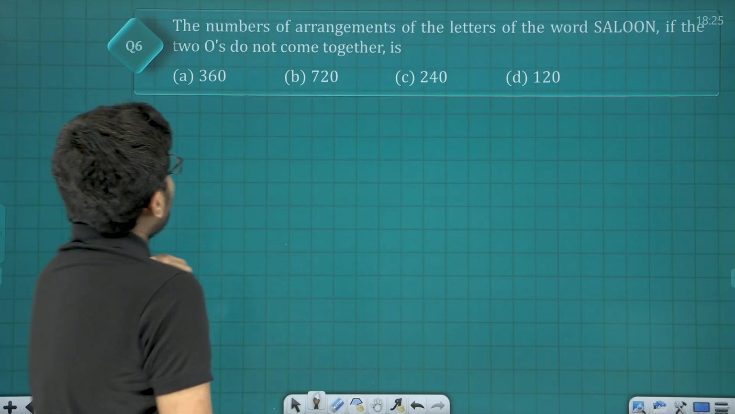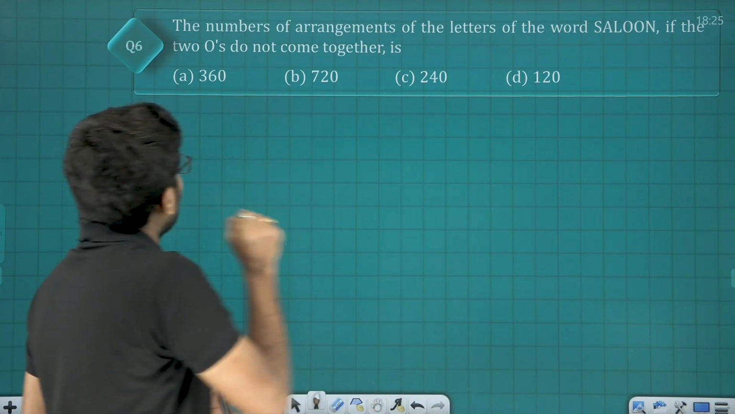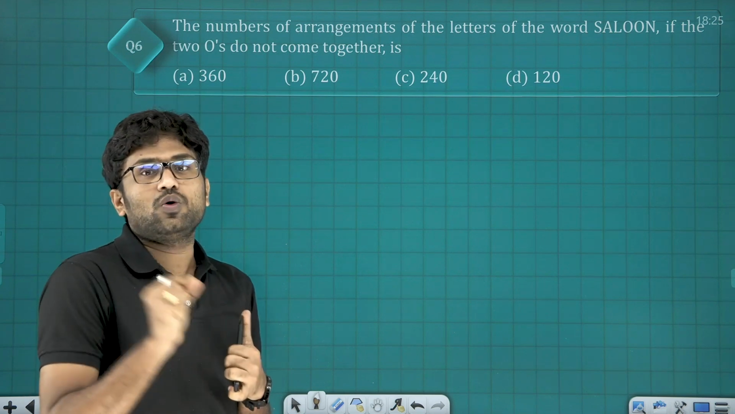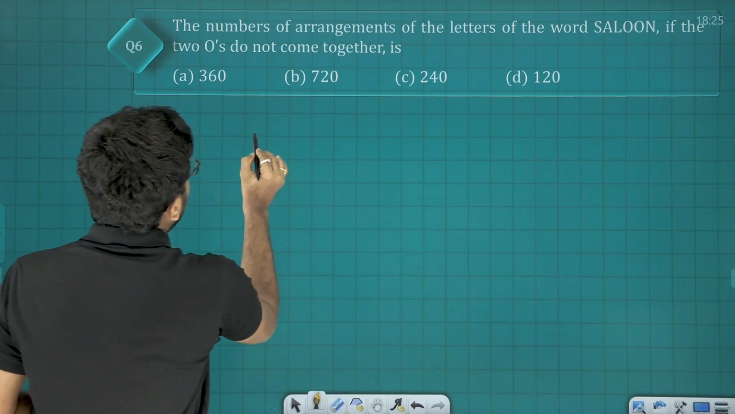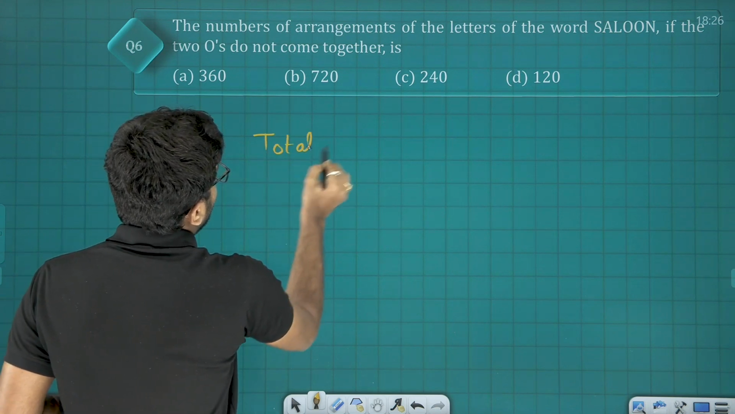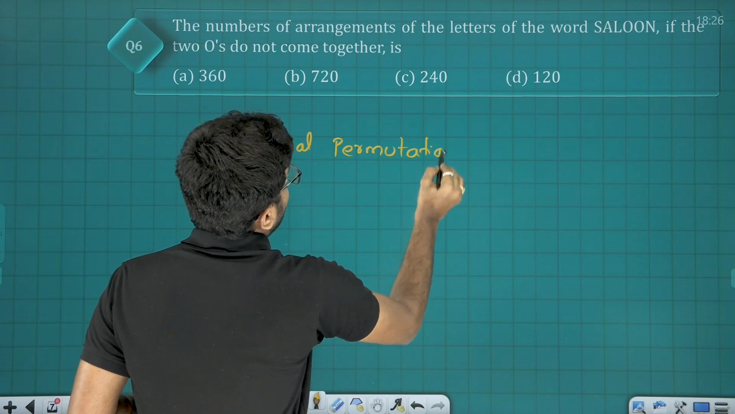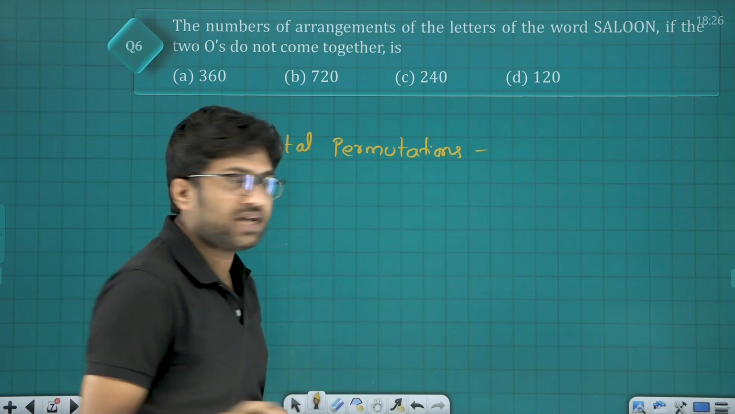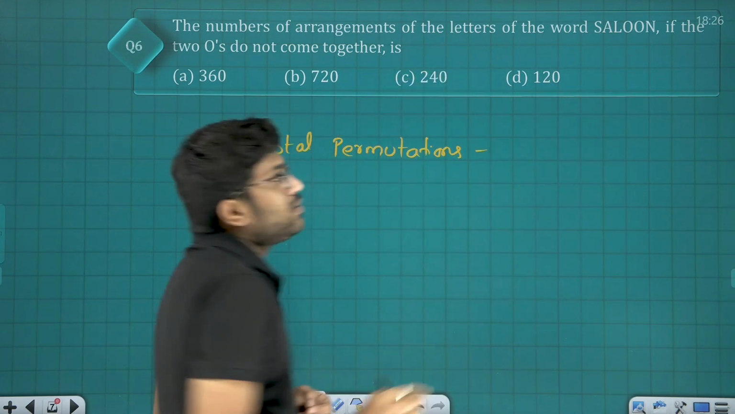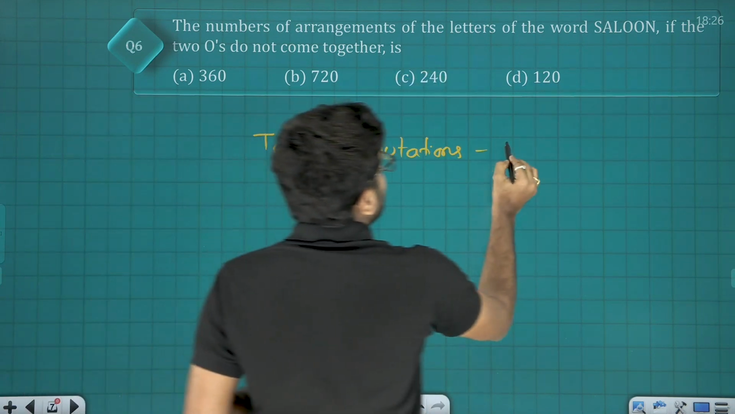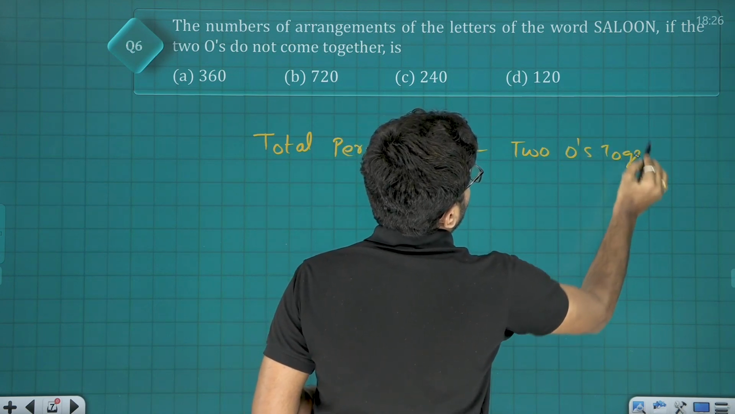The number of arrangements of the letters of the word SALOON if the two O's do not come together. If the two O's do not come together, so that means what we can do? Total permutations minus all possible permutations when the O's are together, two O's together.